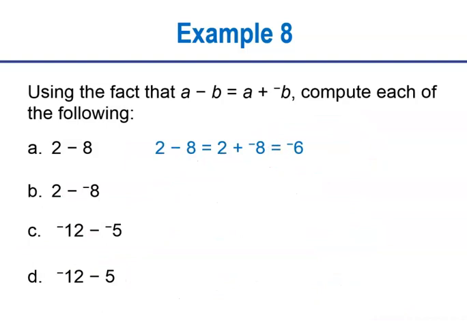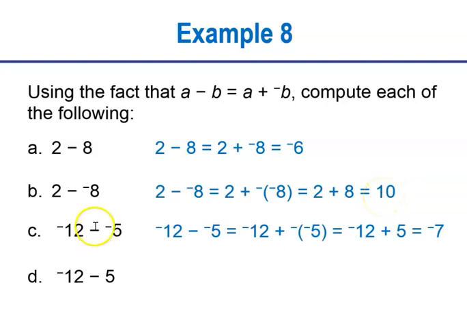So as a reminder, you change your subtraction to addition, change the sign of the next number. 2 plus a negative 8 is negative 6. Next problem, again, you change subtraction to addition. That gave us 2 plus. You change the negative 8 to the opposite, positive 8, and 2 plus 8 is 10.